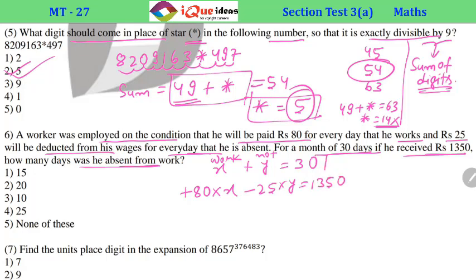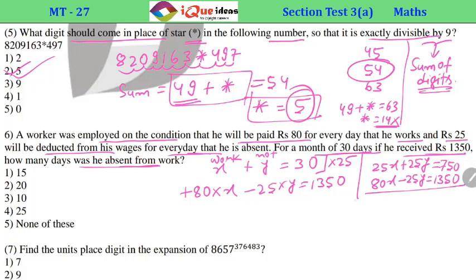So let's do one thing. Let's multiply the first equation by 25 straight away. So we will get 25x plus 25y is equal to 25 into 30, which is 750. We are simply solving the equations. The second equation is 80x minus 25y is equal to 1350.